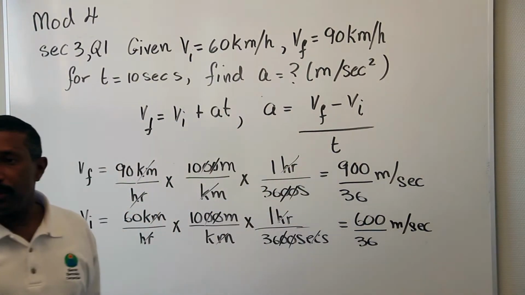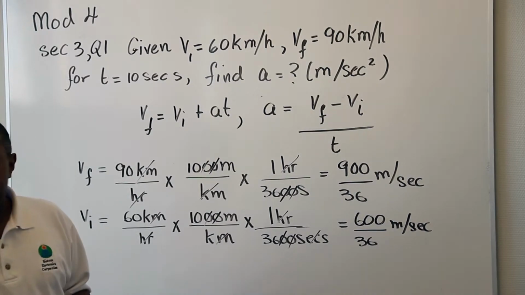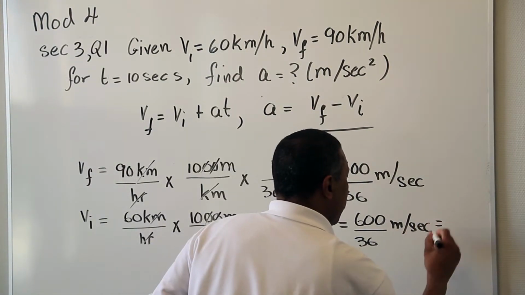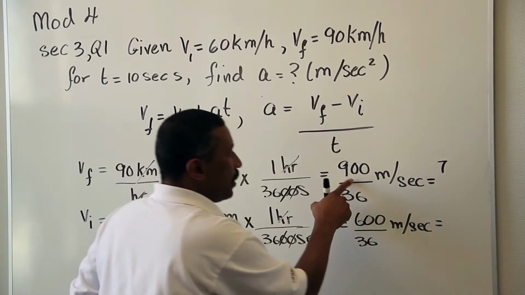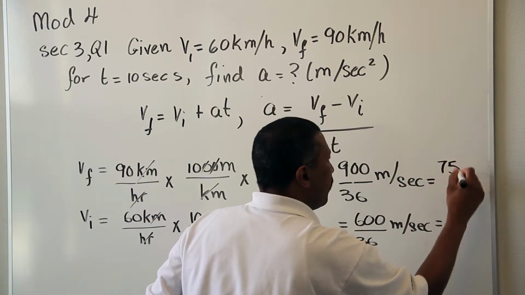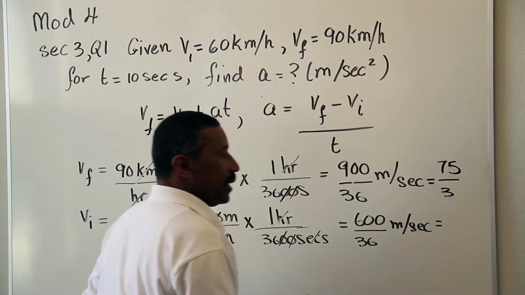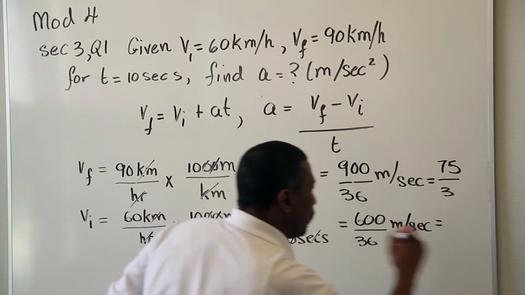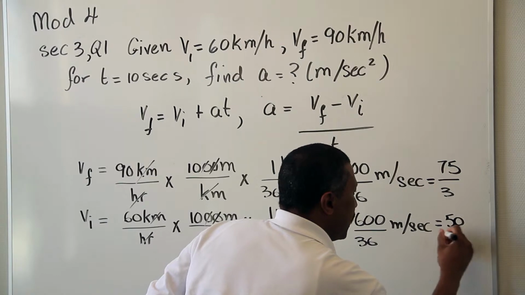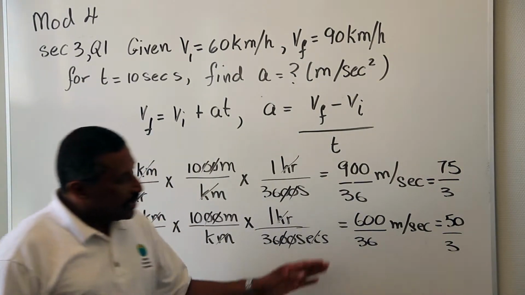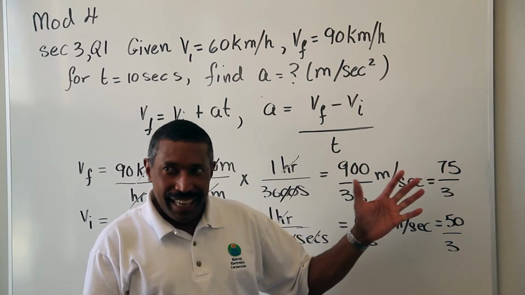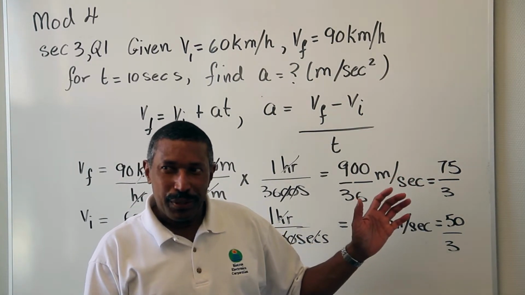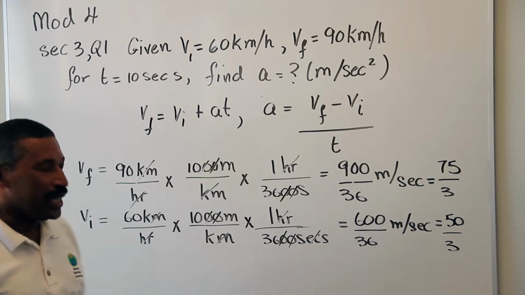Now you know that you can reduce these some more if you want to be a little more astute about it. We could go a little further. This would be 75 over 3. And you can see that this also would give you 50 over 3. And you'll notice that I'm going to leave the 3 in here, because I know you're thinking, hey, I could divide and get 25. But you don't want to do that. I'll show you why in a second.